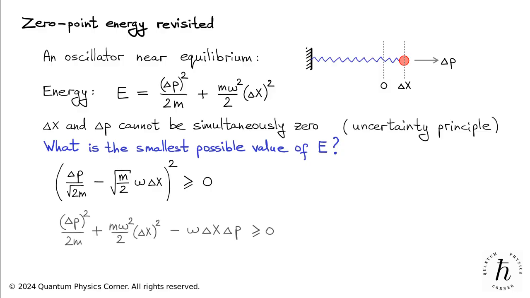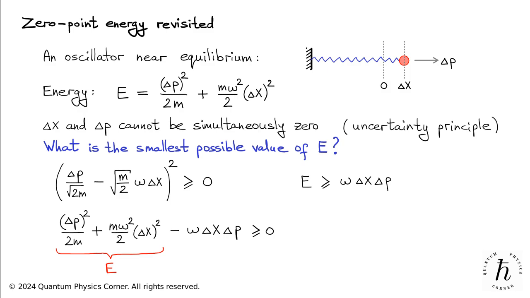Expanding the square on the left-hand side, we obtain the following three terms. The sum of the first two terms is easily recognized. It's simply the total energy of the oscillator. By moving the third term to the other side of the inequality, we deduce that the total energy cannot be smaller than the oscillator's frequency multiplied by the product of delta x and delta p.